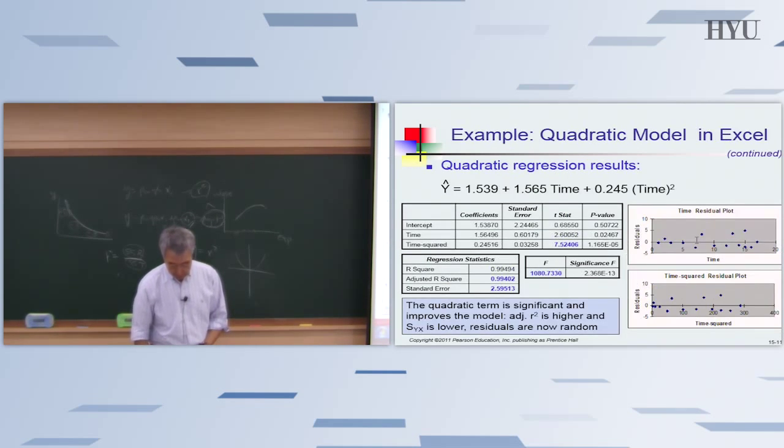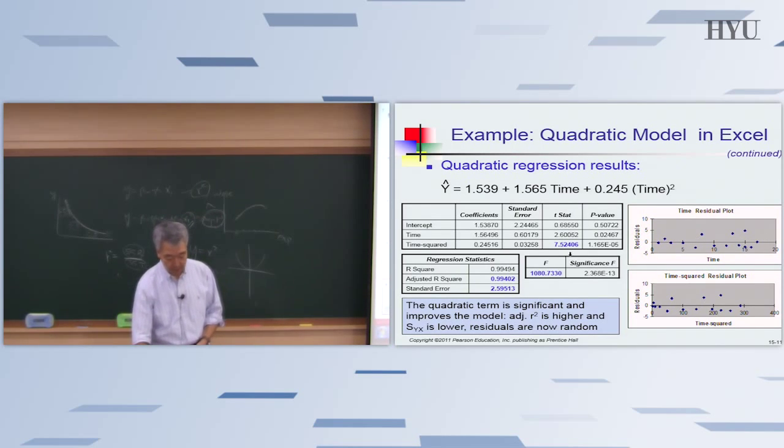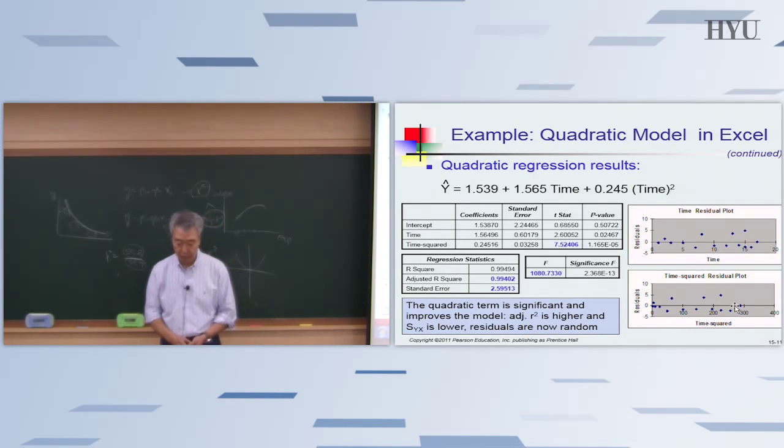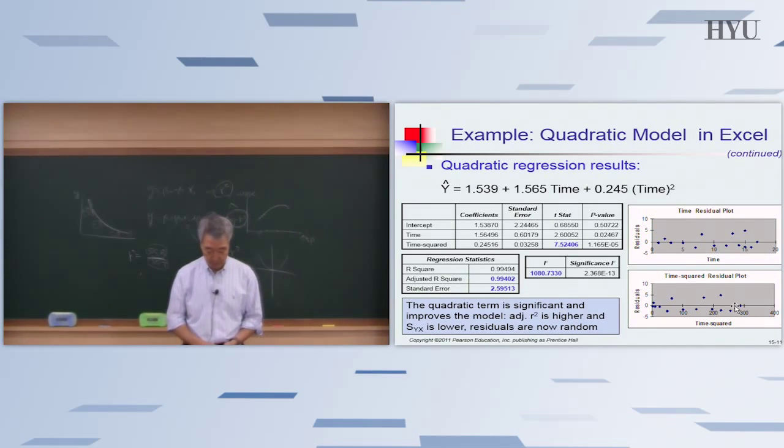Okay? So the second time you include the square term, time and time squared, and run the regression, and look at the residual plot. The residual plot looks pretty random. You don't see any clear pattern there. So the residual plot against the time and against the time squared both look pretty good, pretty random, no clear pattern.